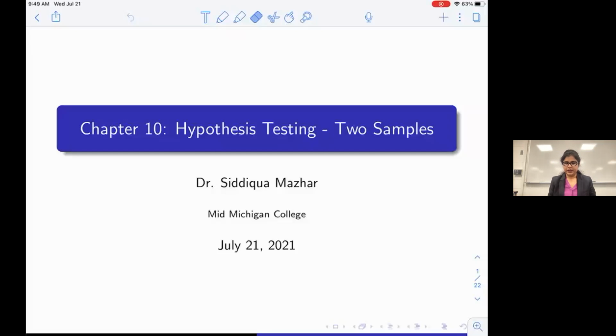All right. Now we are going to start chapter 10, which is on hypothesis testing for two samples. Previously, you have seen that we were working on hypothesis testing for one sample. We were discussing means and proportions. We were trying to prove the claims for proportion and the means by using one sample. Then we were trying to figure out whether the claim is true or false.